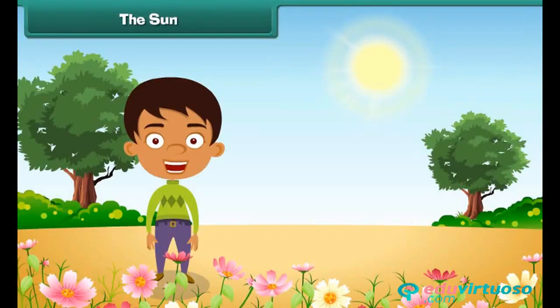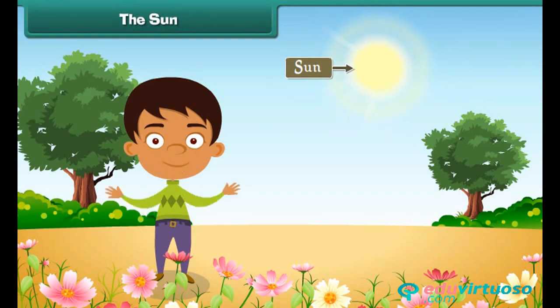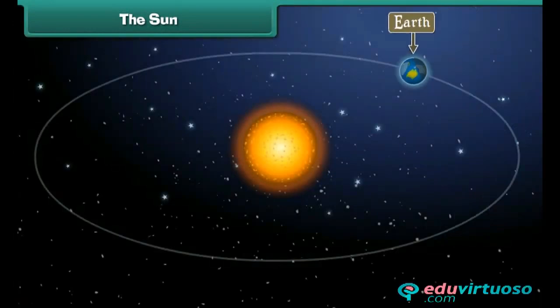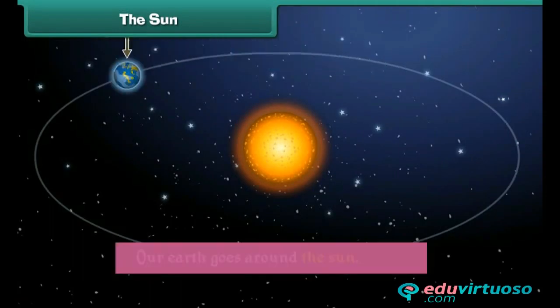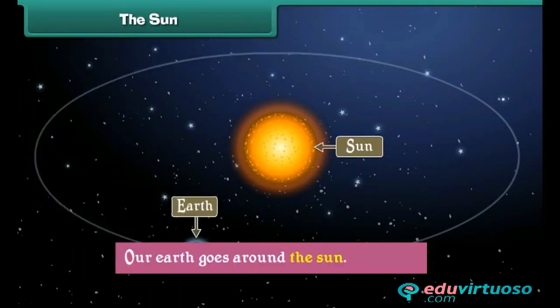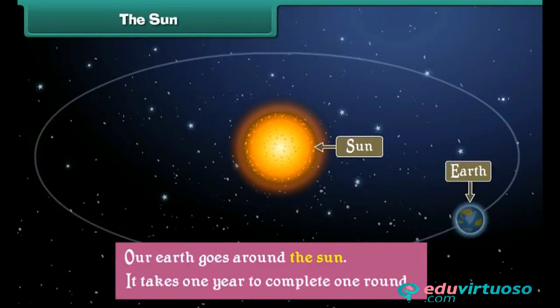The Sun. Sun is a bright star. It is very hot and big. It is even bigger than our Earth. It appears small because it is very far. Our Earth goes around the Sun. It takes 1 year to complete one round.